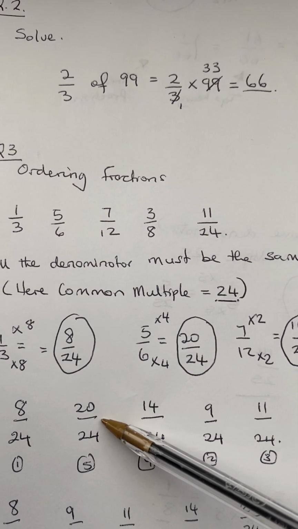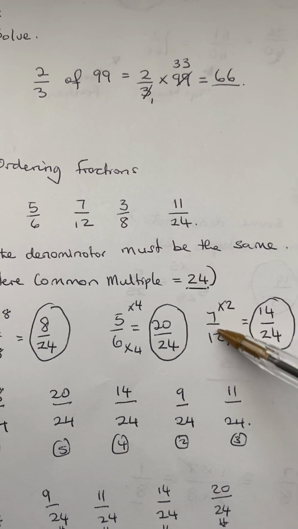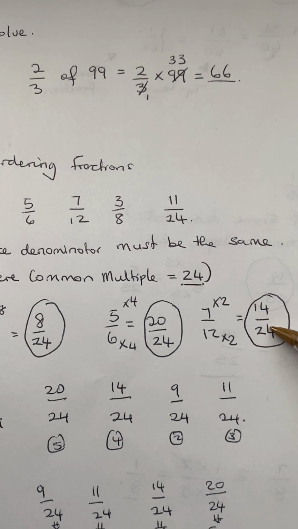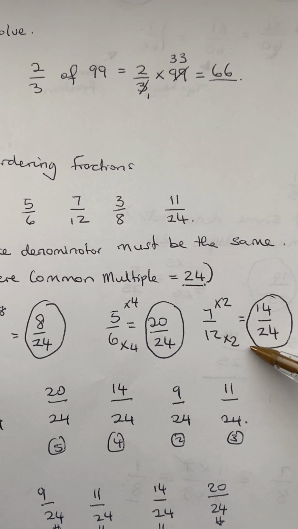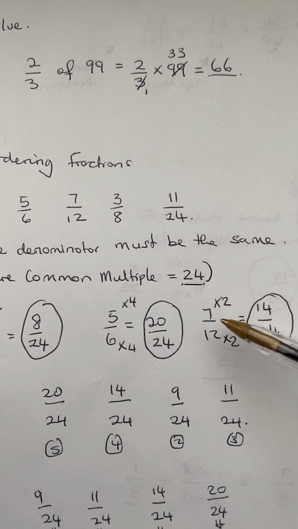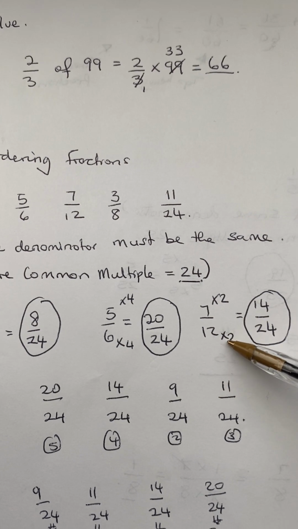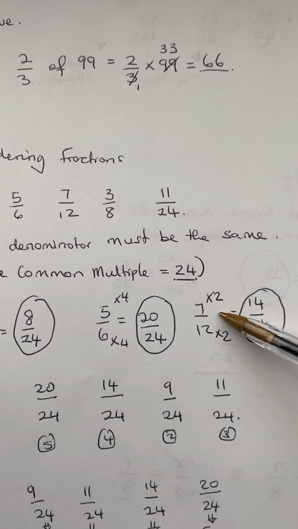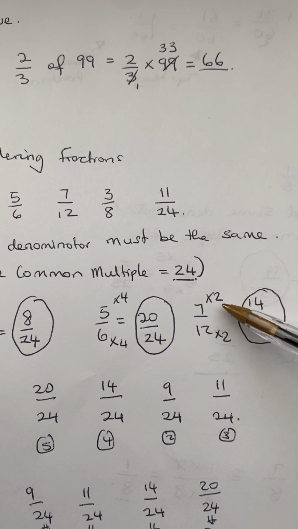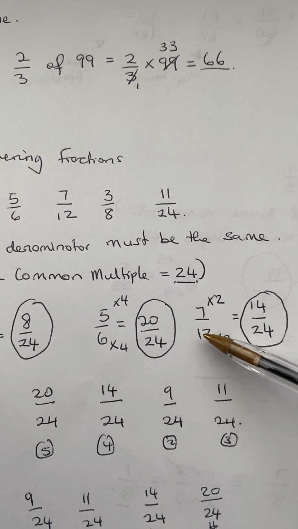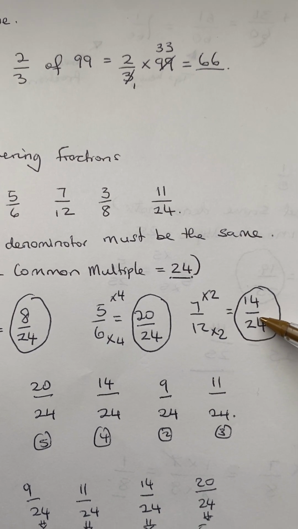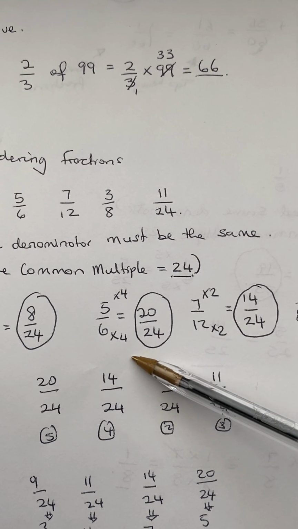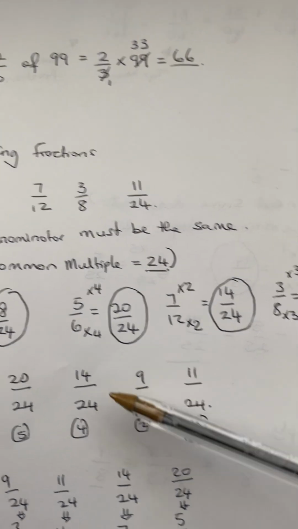There we go. The next one, 7 over 12. What would I do to 12 to make it 24? I'll times by 2. So if I'm timesing the denominator by 2, then I'll times the numerator by 2 also. So 7 times 2 is 14. 12 times 2 is 24. So my third fraction will be 14 over 24.